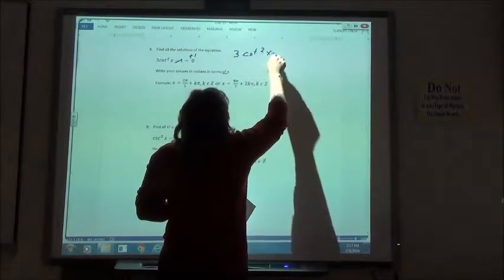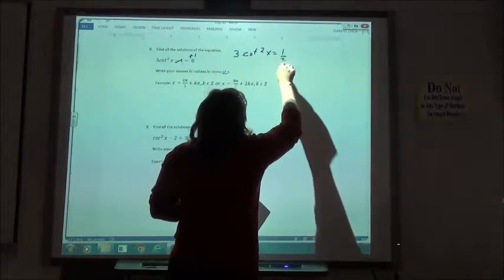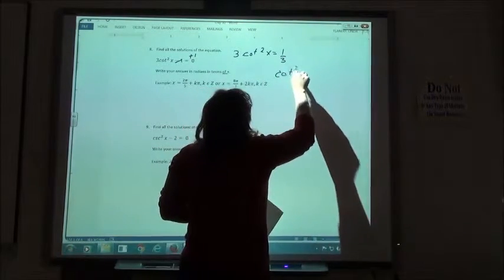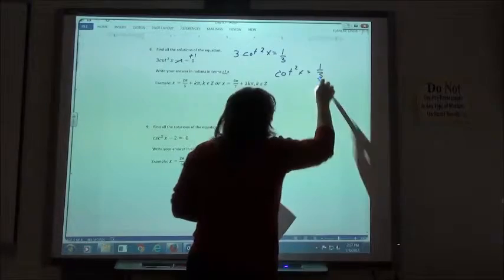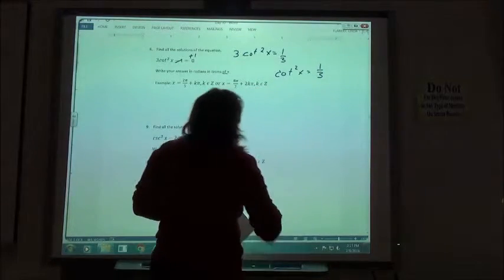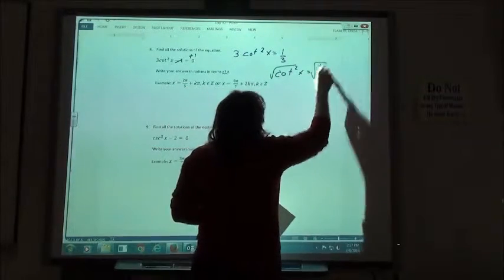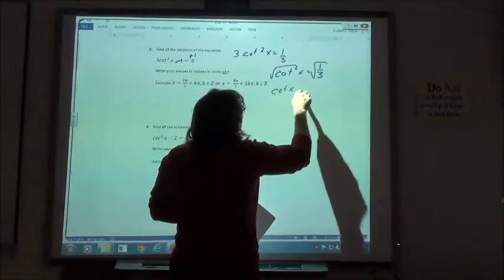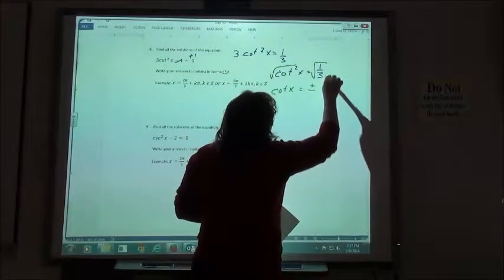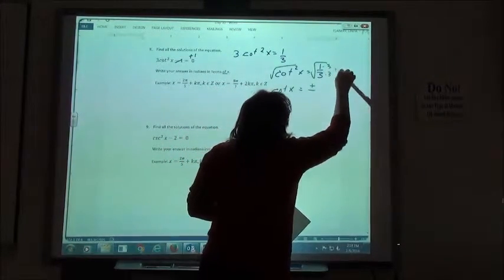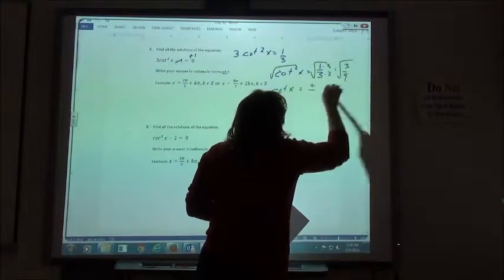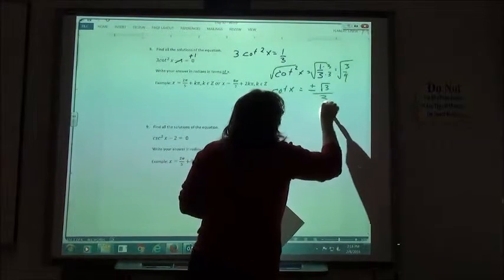Cotangent squared of x equals 1. We're going to divide by the 3. So cotangent squared of x equals 1/3. We then have to do the square root of both sides. So cotangent of x is going to equal plus or minus, again, if I rationalize my denominator, I get the square root of 3 over 3.